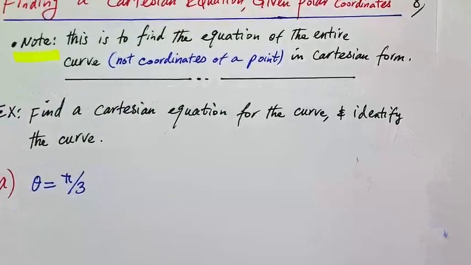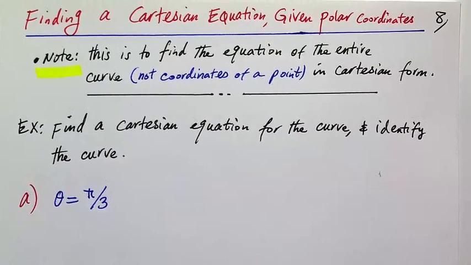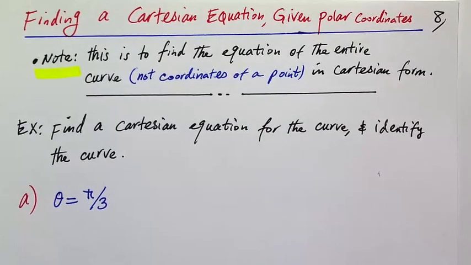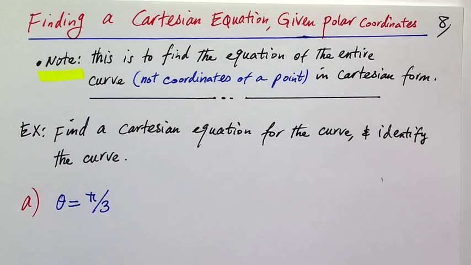Okay, so as I said earlier, this conversion between coordinate systems doesn't just happen with respect to points, it also happens with respect to equations. We can convert entire equations from polar form to Cartesian form and back from Cartesian form to polar form. And that's what we're going to do next.